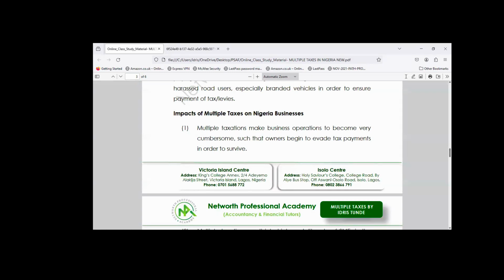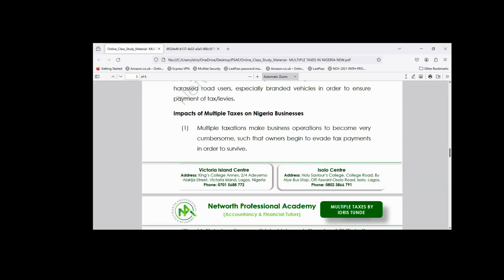Customs increased their tariff, exchange rates, and the federal government introduced VAT again. All this is multiple taxes. So, the impact of multiple taxes on Nigerian business. Number one, like I said, is that it makes businesses cumbersome. Business will be very cumbersome, and very difficult to operate in Nigeria.